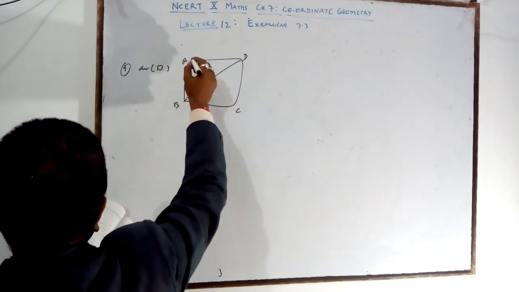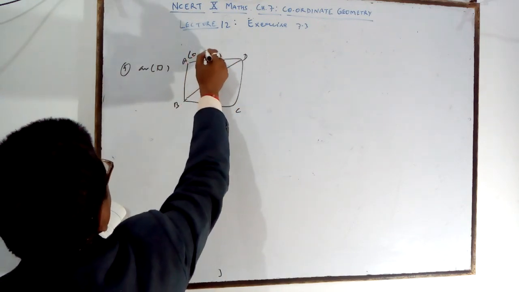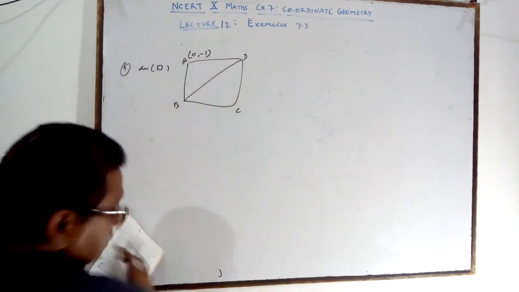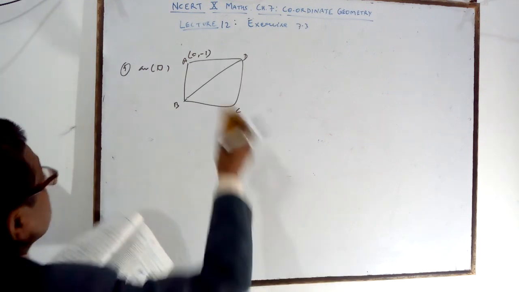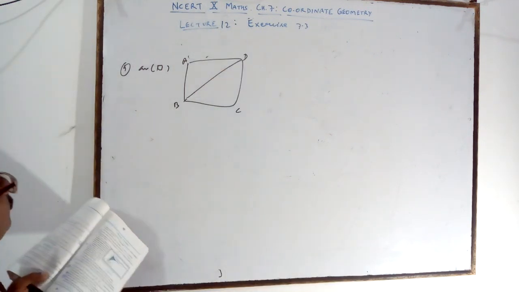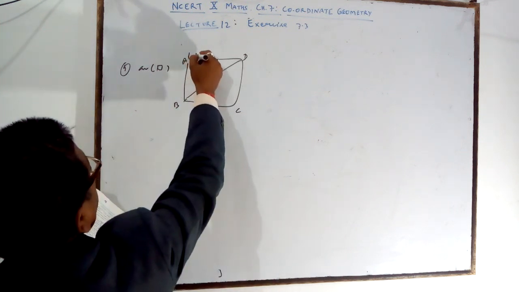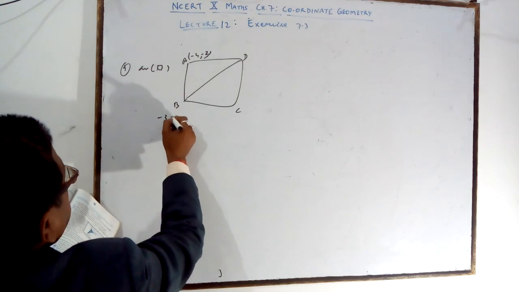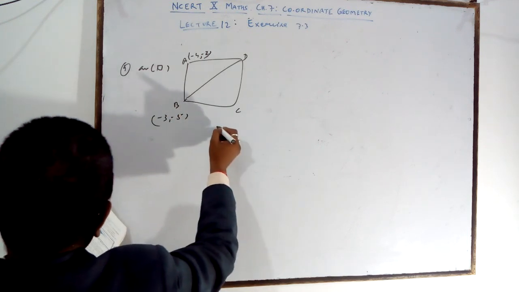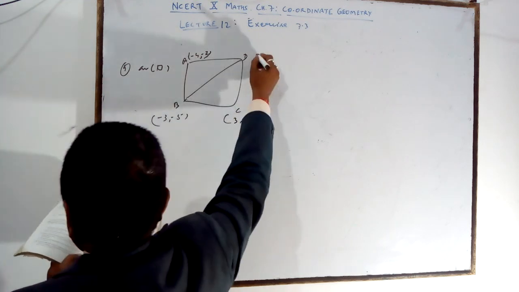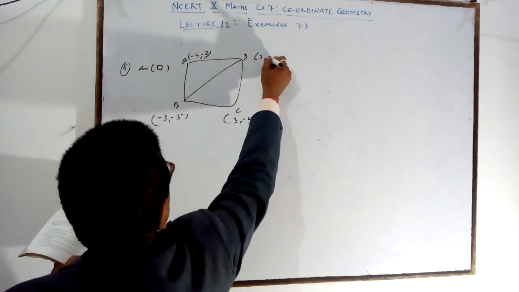The first coordinate, A, is given as (0, -1). Another is given, no, it is not given. I have written question number 3. The quadrilateral name is not given. The points are (-4, -2), (-3, -5), (3, -2), and (2, 3).